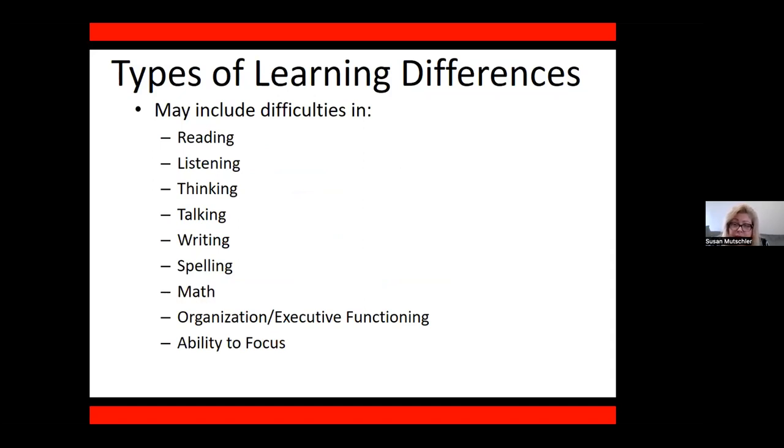So there's different types of learning differences. It could be difficulty in reading, listening, thinking, talking, or writing. There could be a difficulty in spelling, or in math, or executive functioning skills, like not knowing how to keep a planner or a calendar, or even ability to focus.